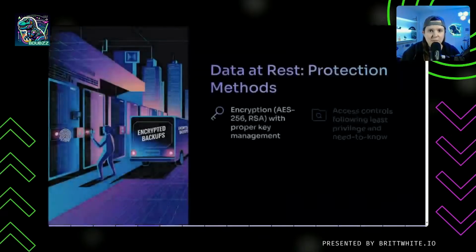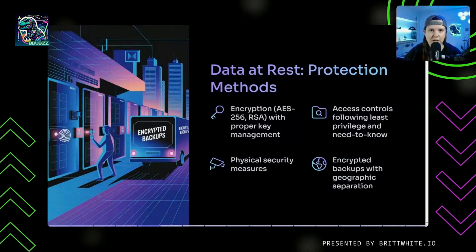Protection of data at rest requires multiple layers of security. Remember defense in depth here. Encryption is your primary defense. Modern standards like AES 256 for symmetric encryption and RSA for asymmetric encryption effectively create a virtually unbreakable safe around your data. Just remember, nothing is 100% secure or unbreakable, which is why we rely on our defense in depth practices. Key management with encryption is crucial.